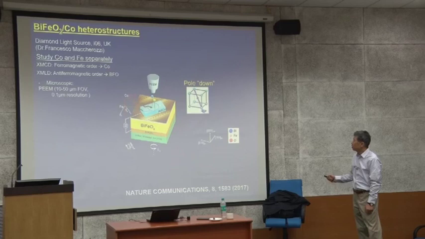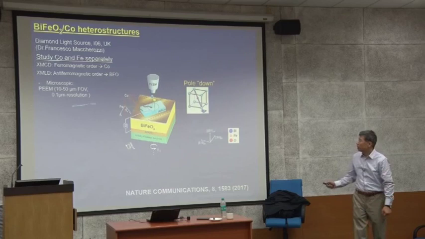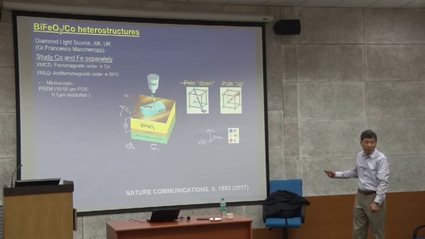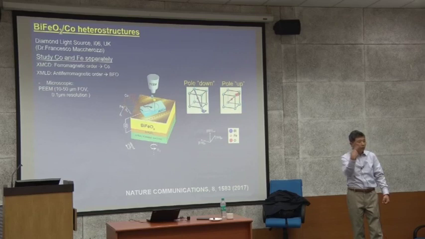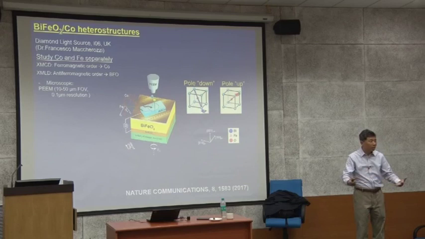To do the linear dichroism measurement, you do the same kind of measurement as with an X-ray diffractometer, with motors, phi and chi, and different orientation relationships with your incident beam, and then you measure the intensity. At the same time we pole down and pole up, switching in situ, down and up. We know the polarization switching. What is the antiferromagnetic order of bismuth ferrite? What is the ferromagnetic order of this one? You can map them out at the same time. Do you get it?